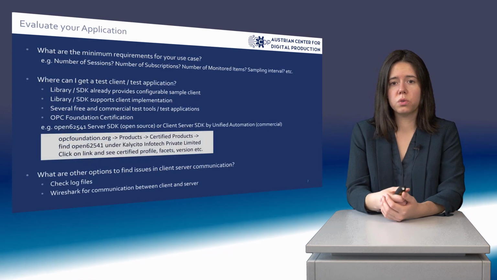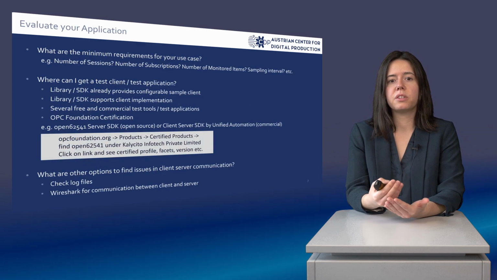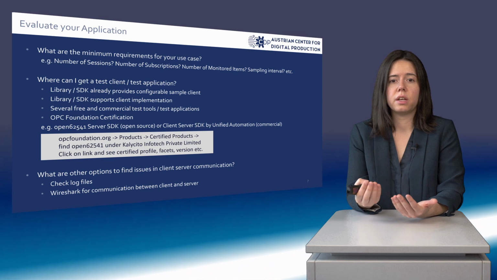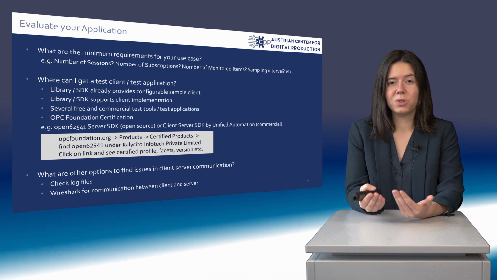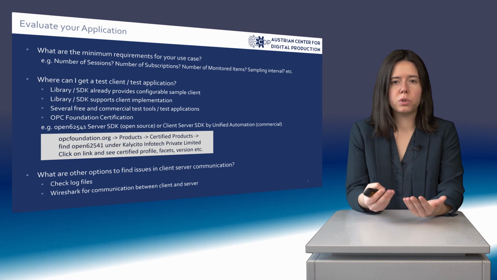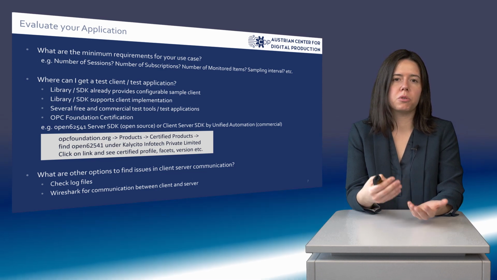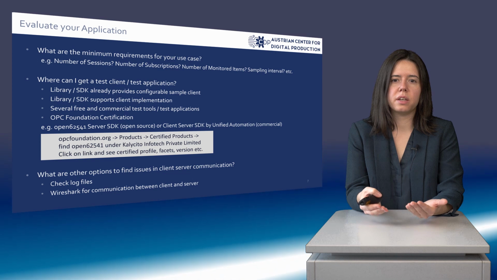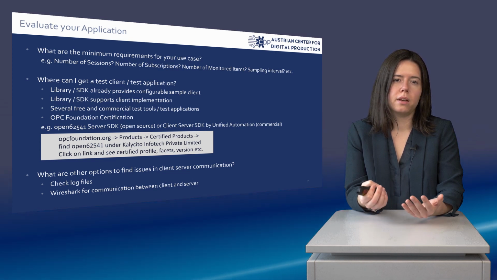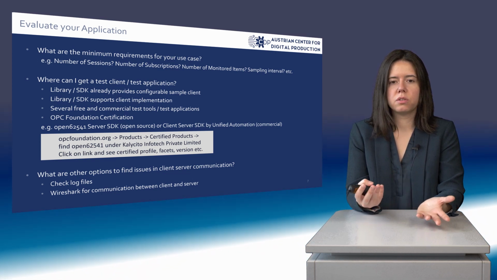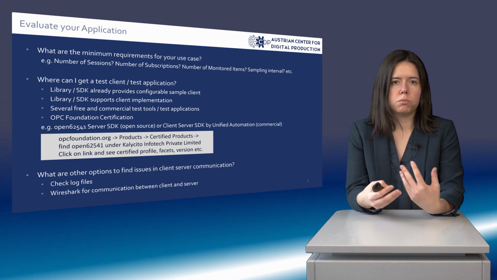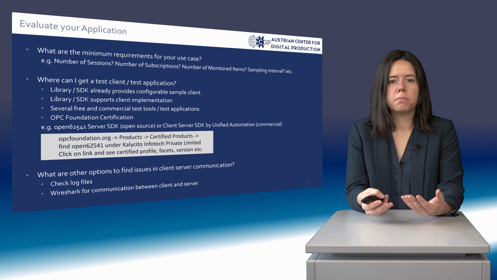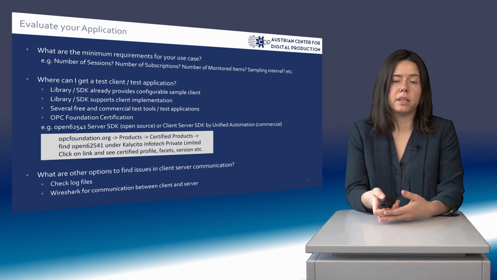So after choosing your tools to implement your server, it may be necessary to think about the evaluation after you finish your application. If you have not done it prior to selecting the OPC UA library, you should now define the minimum requirements for your use case and your specific application. For example, how many sessions should your server support, how many subscriptions, monitored items, and again, maybe think about the minimum sampling interval.